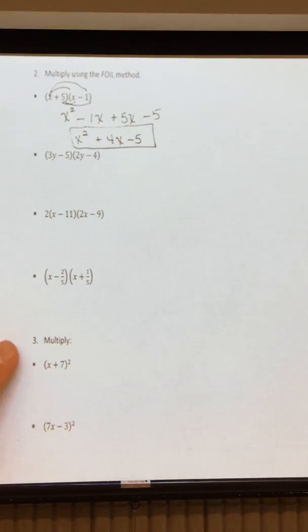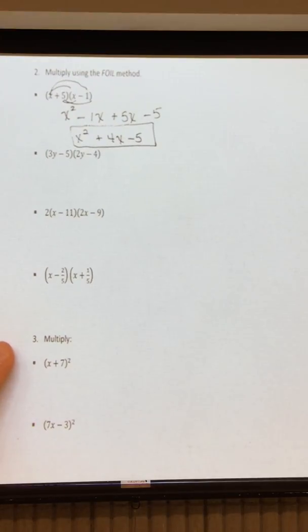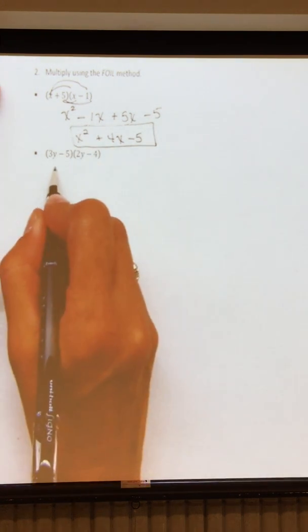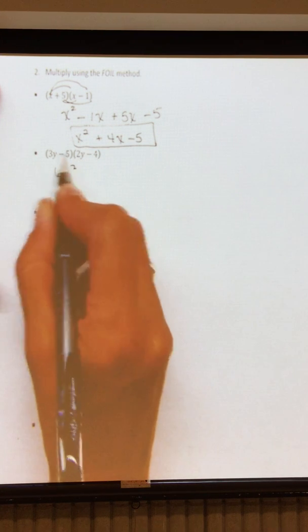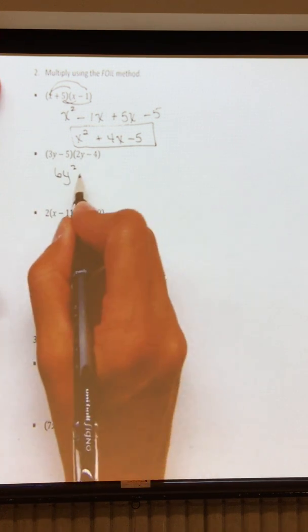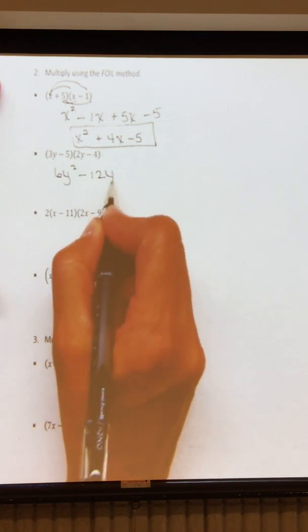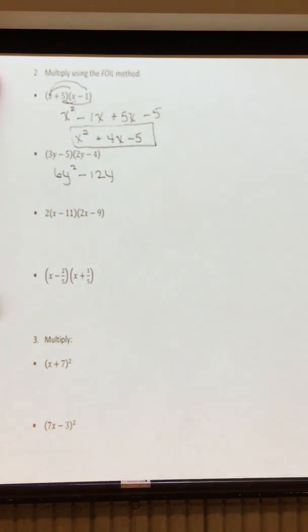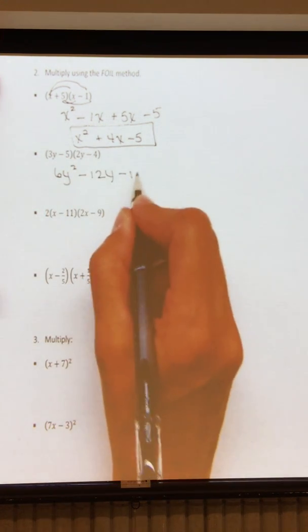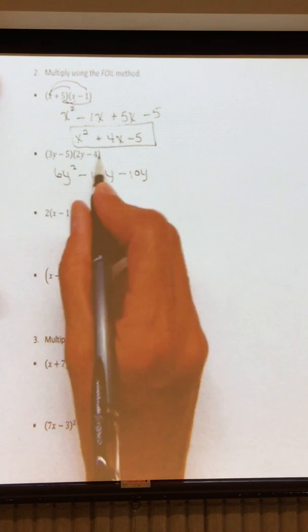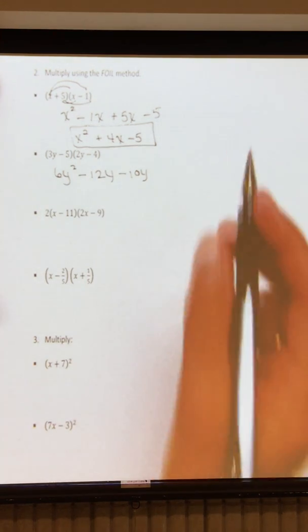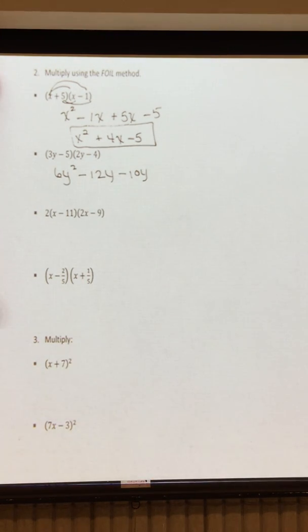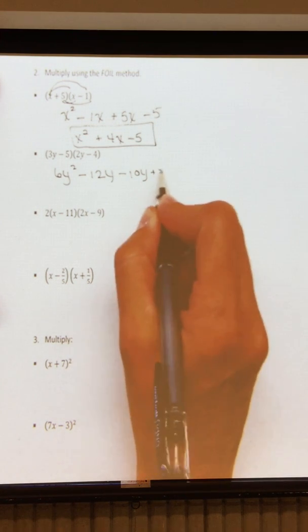The next one, 3y times 2y is 6y squared. 3y times negative 4 is negative 12y. Negative 5 times 2y is negative 10y. Negative 5 times negative 4 is positive 20.